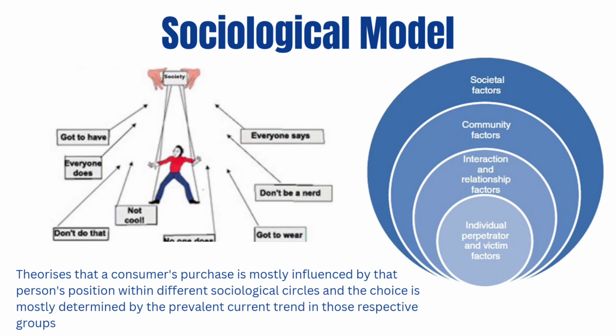So this is basically about the sociological model that talks of the societal factors, community factors, interaction, relationship factors, and individual perpetrator and victim factors. All these factors impact and together combine to make this model.